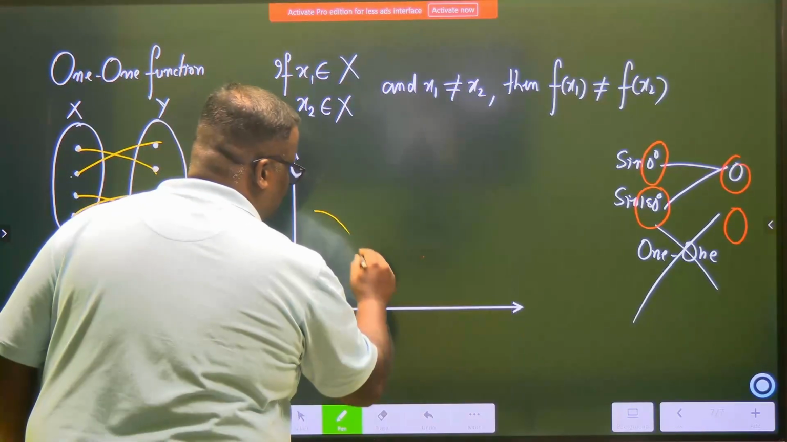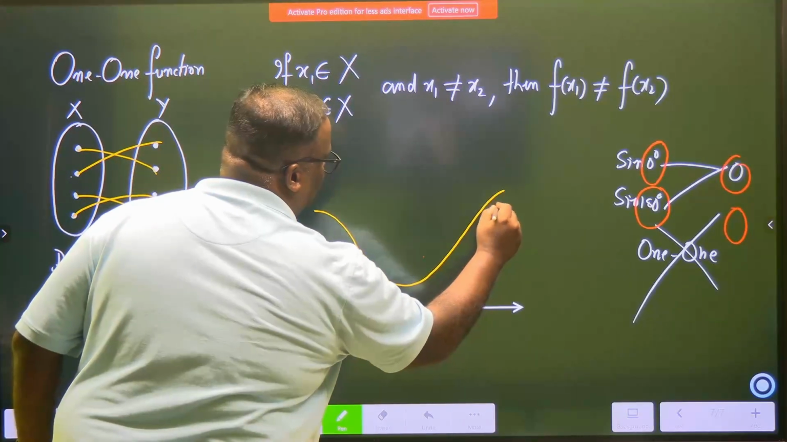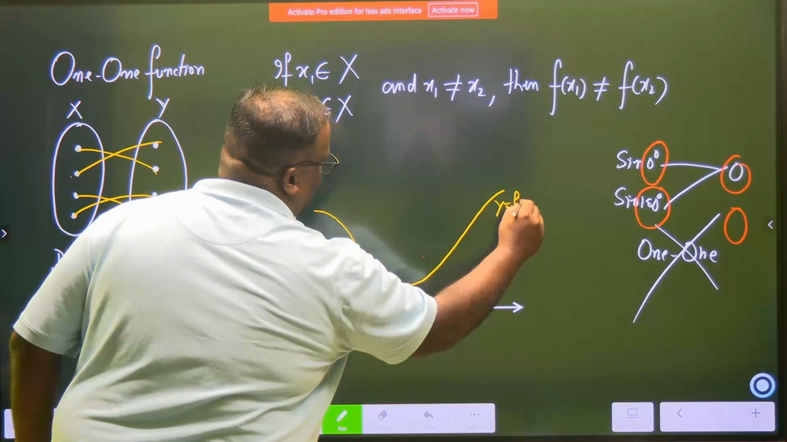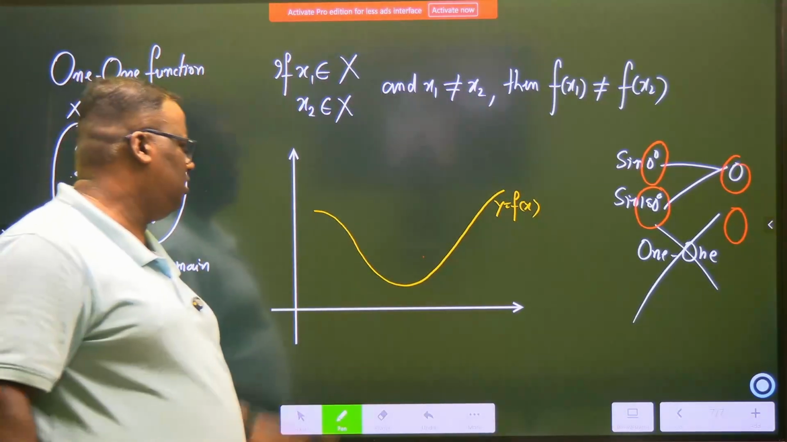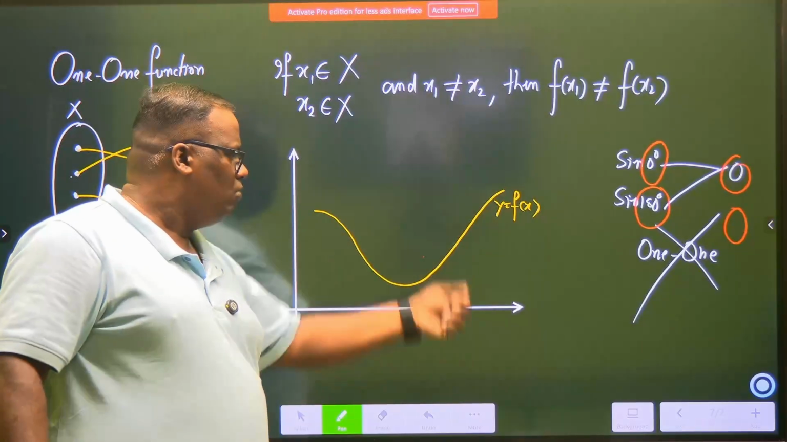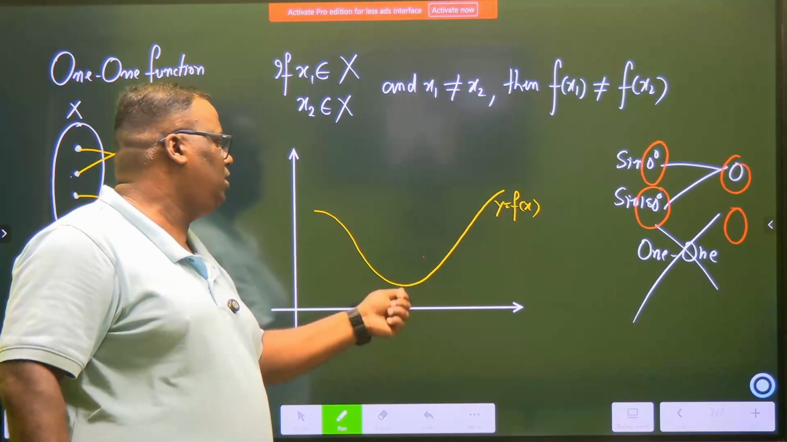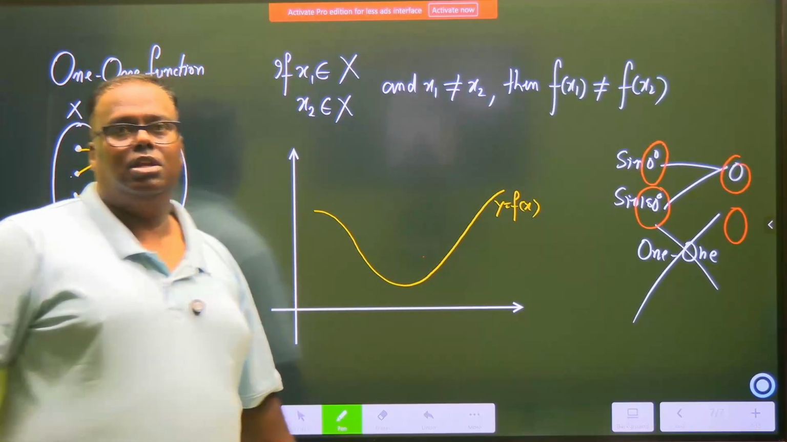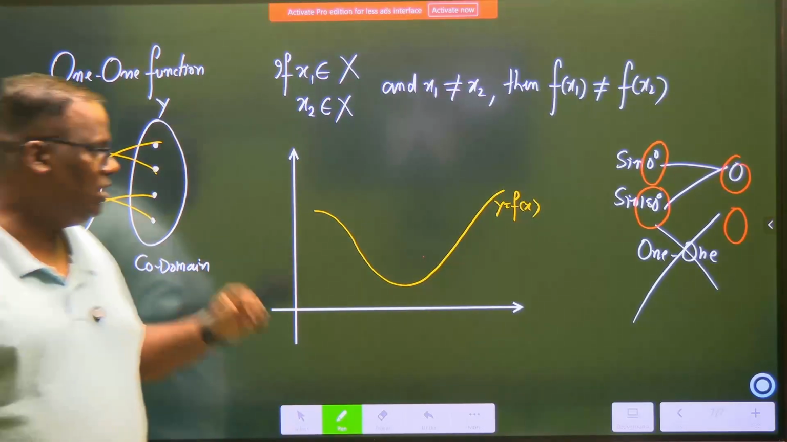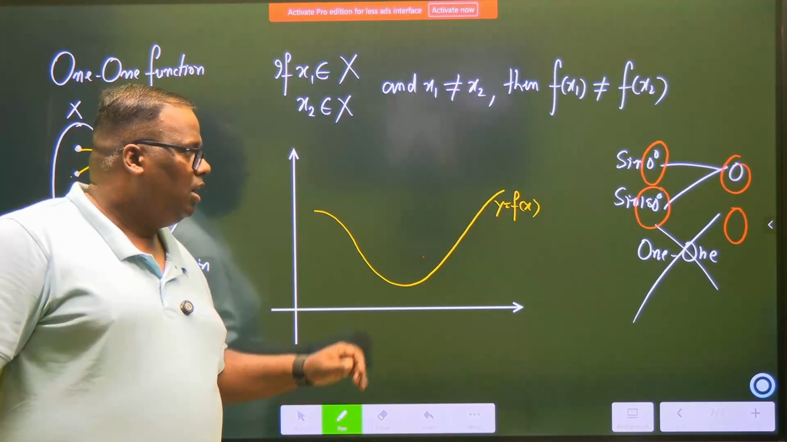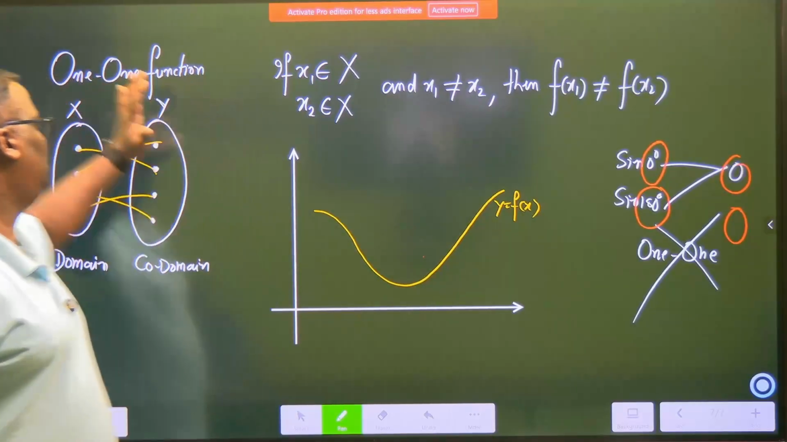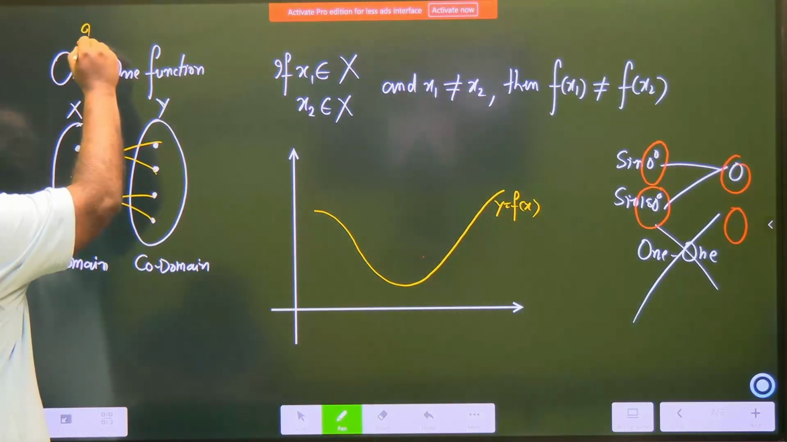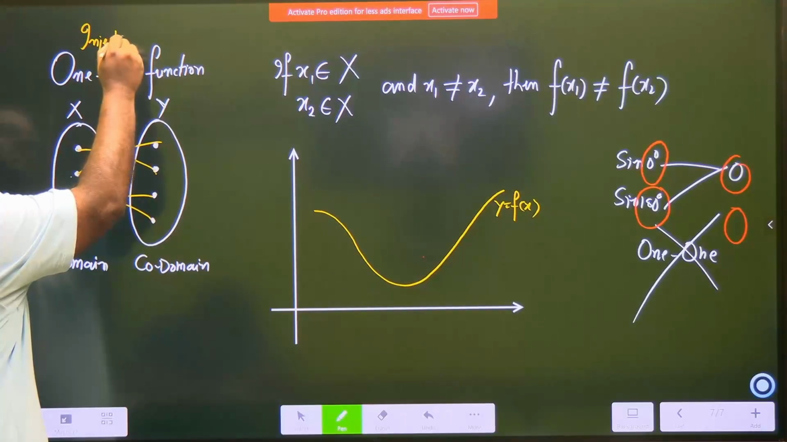Let's see this. I have a function mapping like this. This is a function, children. y equal to f(x). Now you can tell me, sir, how do you know this is a function? Do a vertical line test. For every input, you have one output. Now the question comes, is this 1-1 or not? Means, is this injective or not? 1-1 is also known as injective.